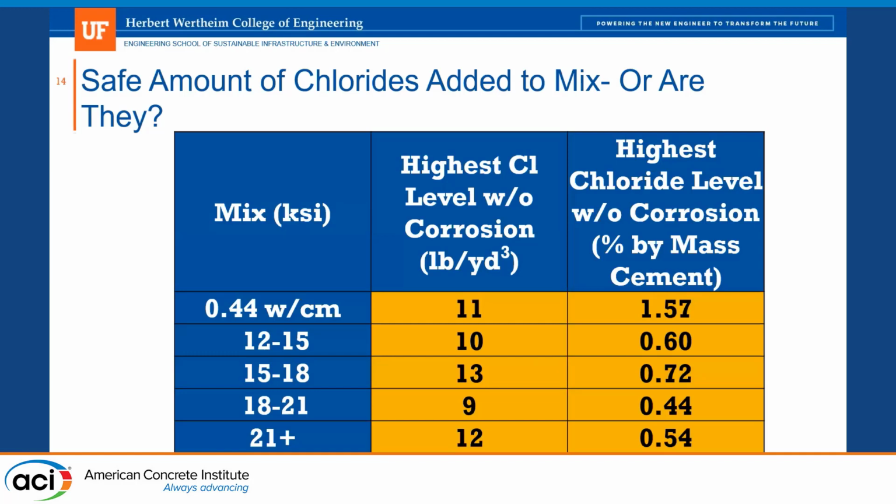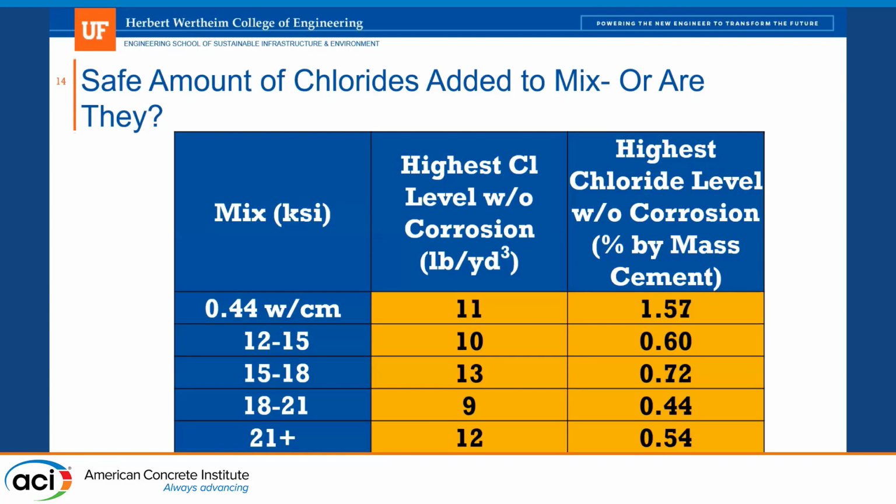So after testing, we looked at the highest chloride levels without corrosion. But if you just look at these numbers, they are almost the same actually. I mean, 12 pound, 10 pound, 13 pound. So the 0.44 corroded at 12, and the 12 to 15 KSI corroded at 11, and 15 to 18 corroded at 14, and 18 to 21 corroded at 10, the 21 plus corroded at 13.